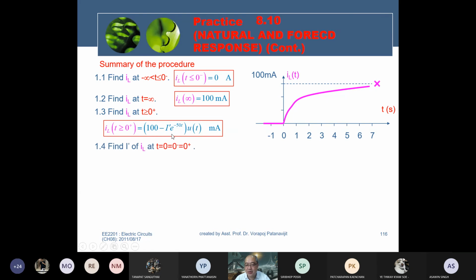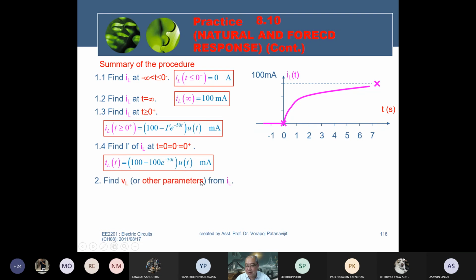You get this equation, and in this equation, there is still one unknown, I. You can determine it by setting the inductor current equations from 1.3 and 1.1 equal. When time equals 0, you get this constant equal to 100. Therefore, in the fourth step, you get the inductor current in complete form: 100 minus 100 e^(-50t) milliamp.